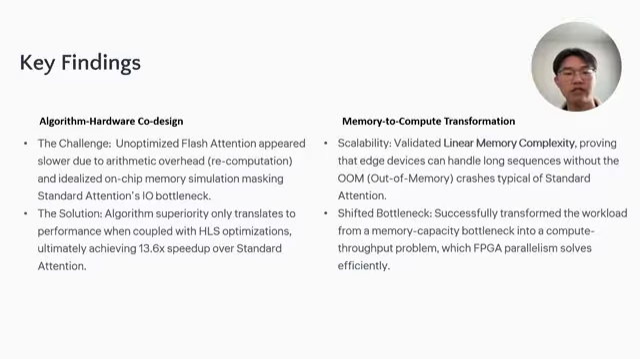And second, the memory-to-compute transformation. A second important finding is the fundamental change in workload nature. FlashAttention converts quadratic memory usage into linear. This means edge devices can now process long sequences without the OOM failures typical in standard attention. We successfully transformed attention from a memory capacity bottleneck to a compute throughput bottleneck. And FPGAs are very effective at exploiting parallel compute. This is why FlashAttention becomes significantly faster when optimized.